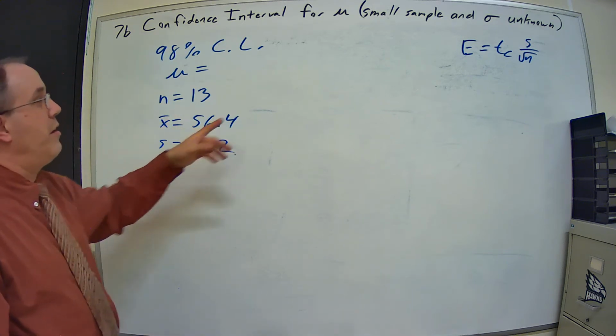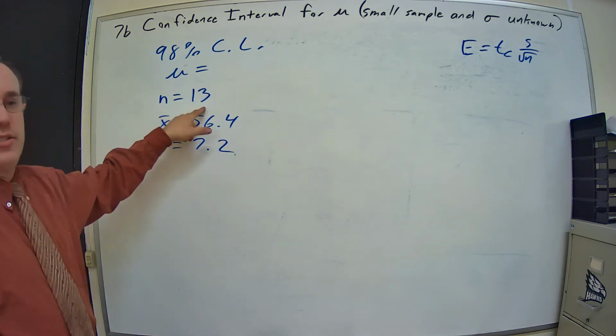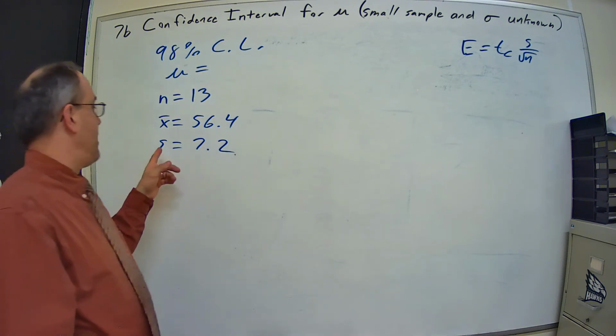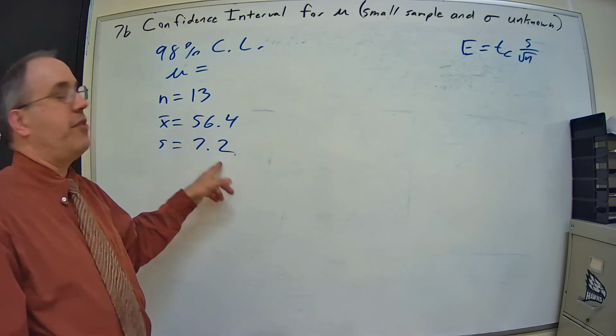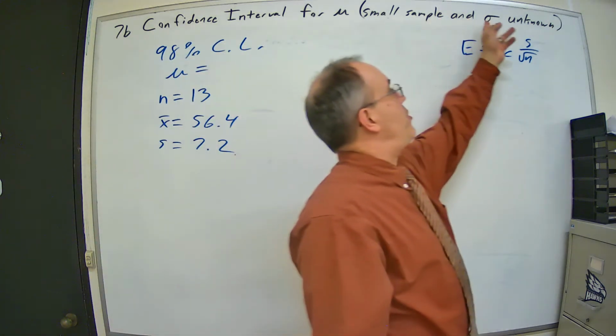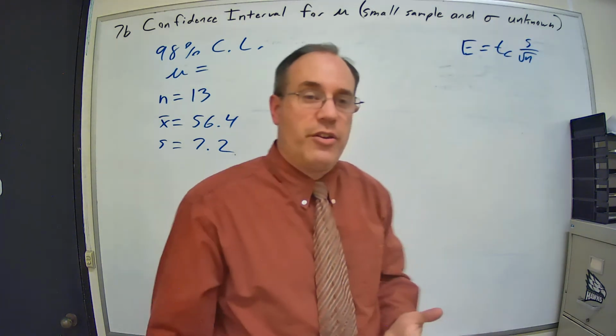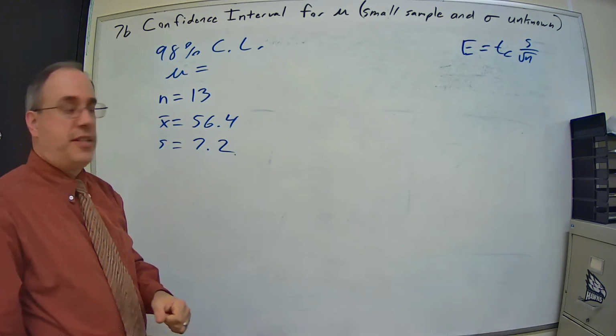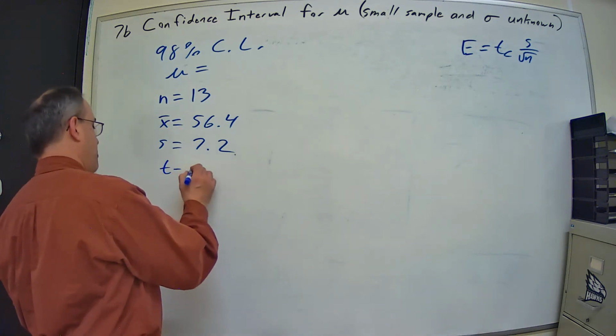Now note here, the sample size is 13. We have a small sample. It's less than 30. And we only have the sample standard deviation. We don't know the population standard deviation. Therefore, we have a small sample and the population standard deviation is unknown. So therefore, we're required to use the t-distribution. So right there, that tells me t-distribution.